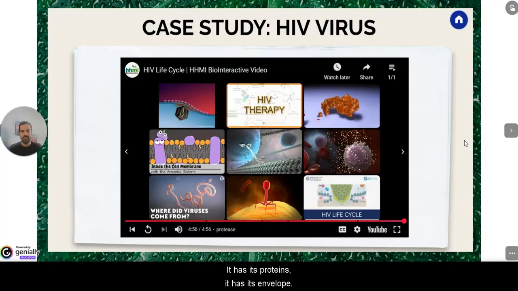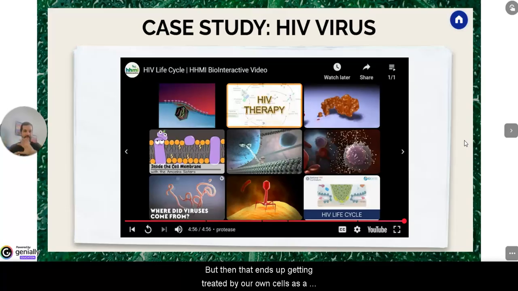It has its proteins, it has its envelope. It doesn't produce its own envelope. It steals that from the cell. It doesn't produce its own proteins. It just inserts its RNA, inserts its little code into our own DNA, which is permanently there, which is what makes for lifelong infection, like they said.